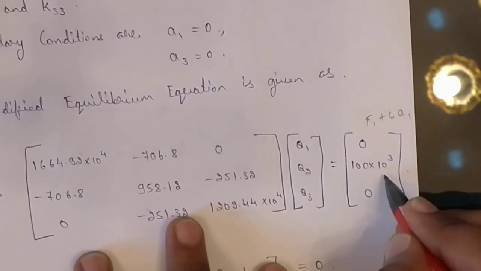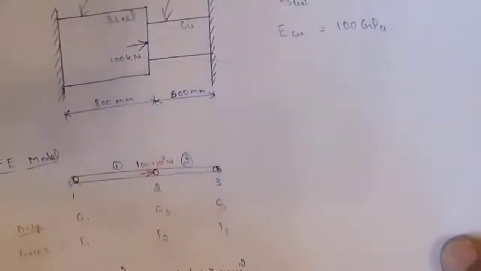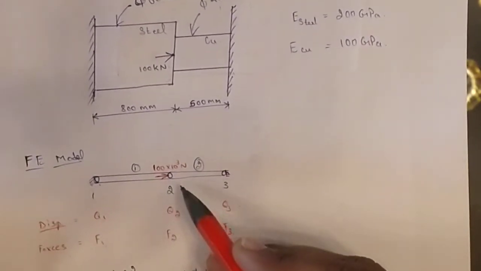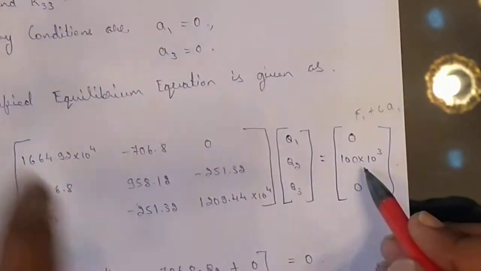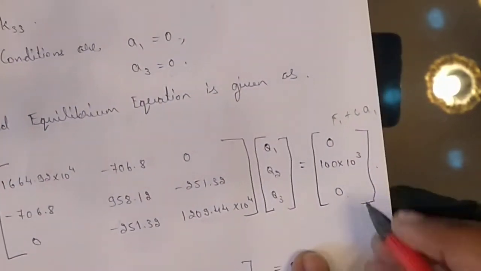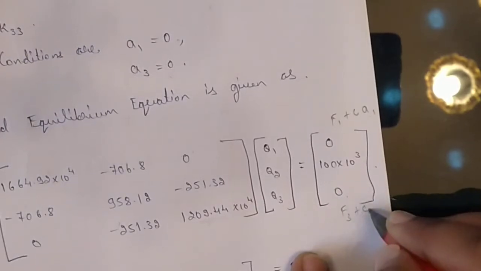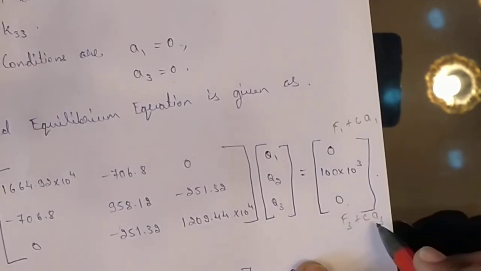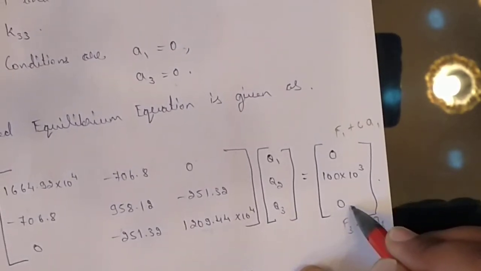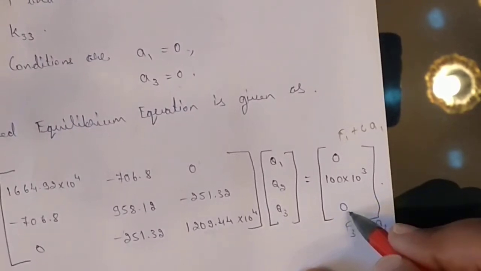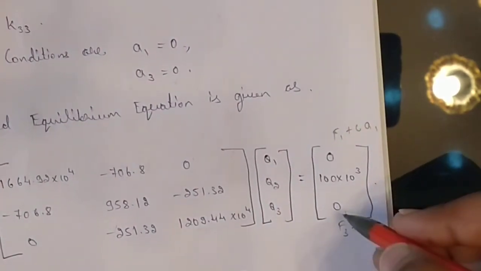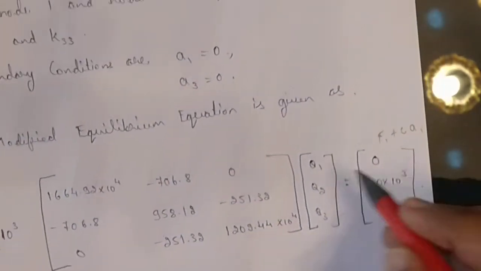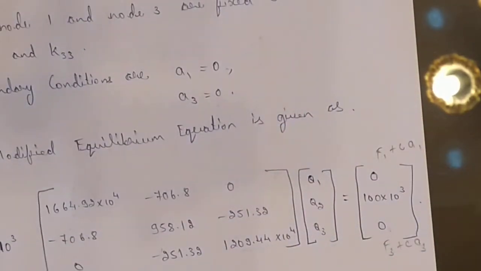Similarly, what is F2? F2 is the known force value which is given in the question. So F2 is 100 into 10 power 3 Newton in the positive x-axis. So 100 into 10 power 3 Newton. And F3 is F3 plus C into A3. Okay. Why F3 plus C into A3? Because it is added to the third node. The third node is fixed. Okay. So C value should be added to the third node. So now A3 is 0. So even this becomes 0.